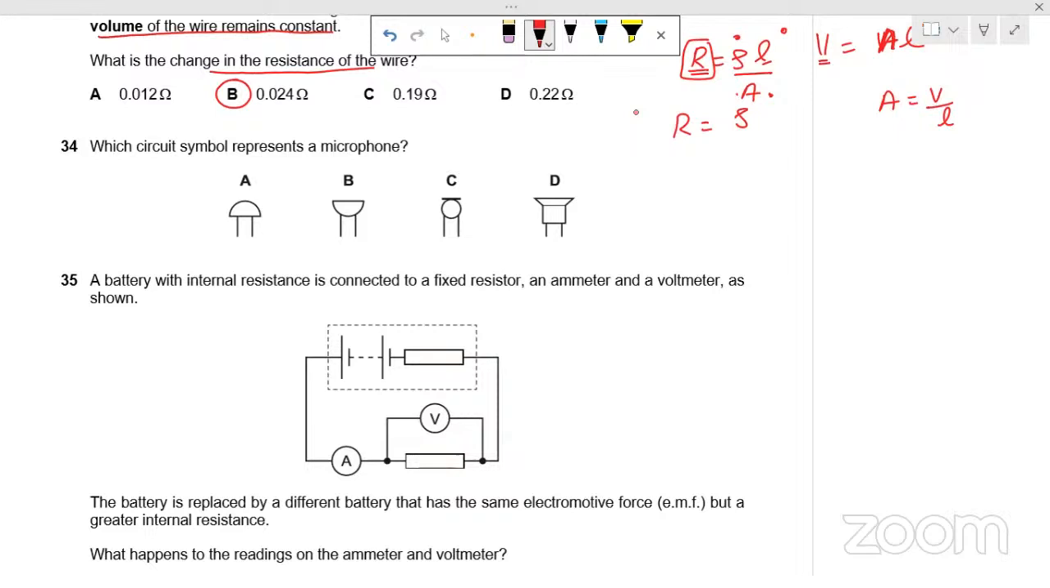So the symbol of microphone is this. This is symbol of the speaker. This is symbol of the buzzer, and that is the symbol of electric bell.